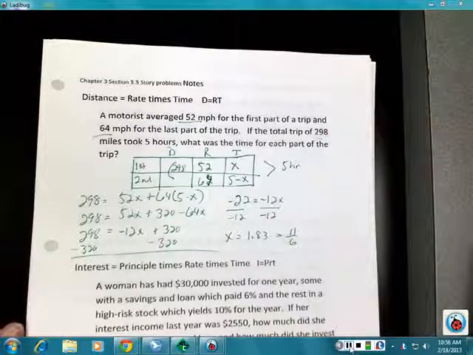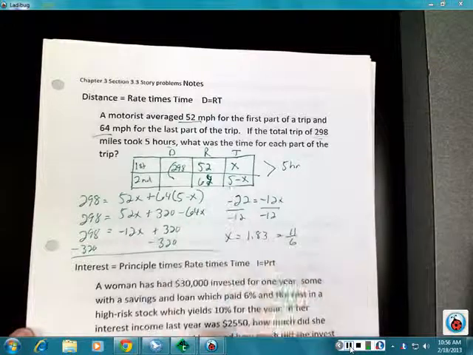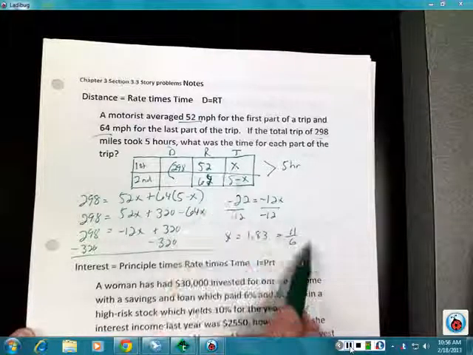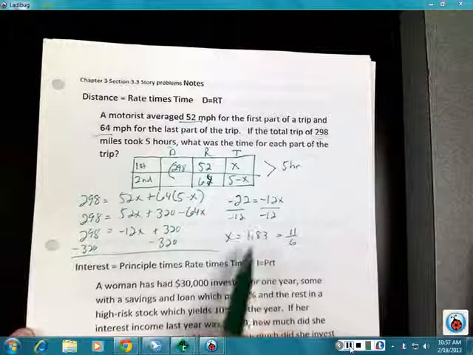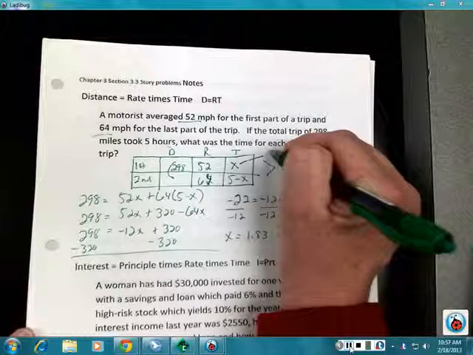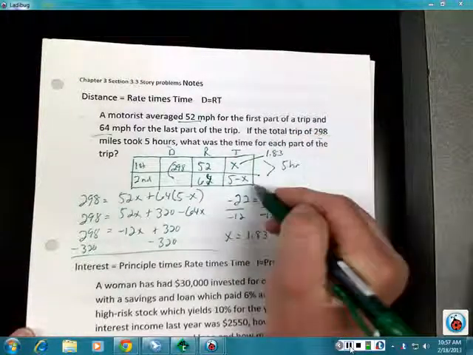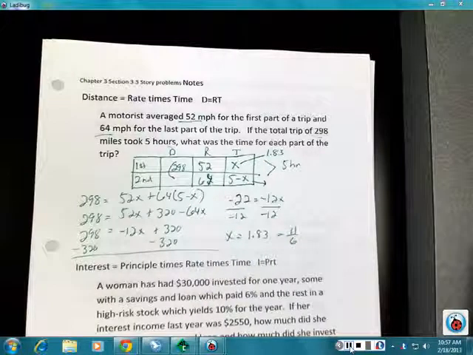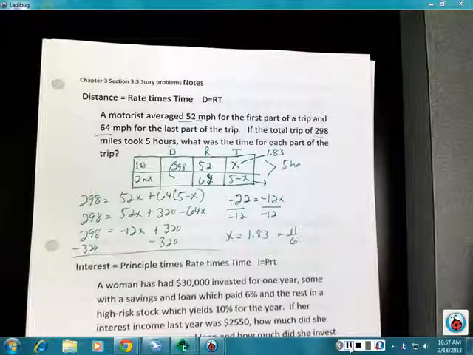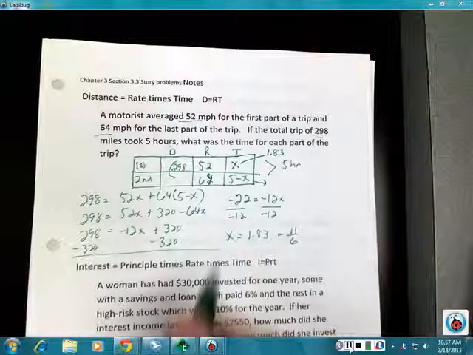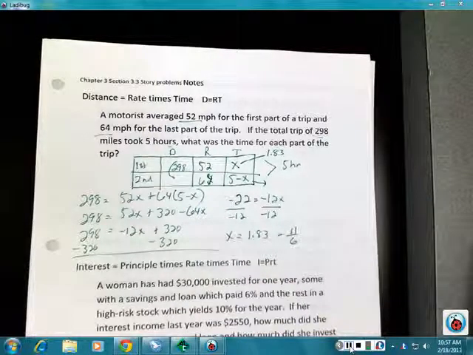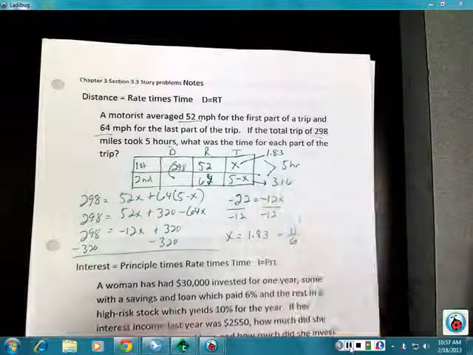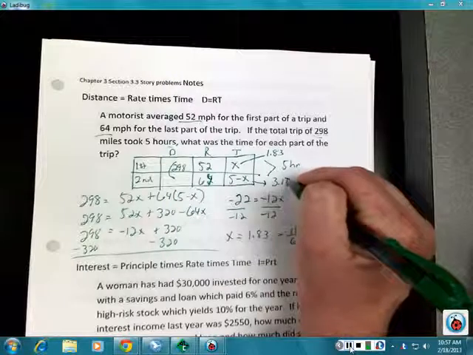So how many hours did it take to get back the other direction? So now I need both times. So this 11/6 or this 1.83 is here. How much was the second time? So how much time was spent on the other one? So minus 5 from that. And what do I end up with? Or 5 minus 1.83. So how many hours are spent at 64 miles per hour? 3.16. Or 17 actually, if I round it off.